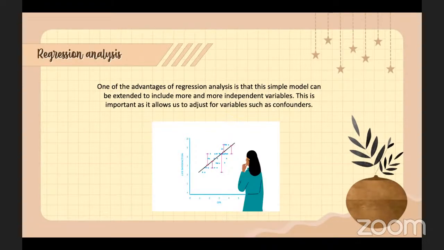So it is important to remember that the line is just an estimation and will not predict the outcome perfectly. One of the advantages of regression analysis is that this simple model can be extended to include more and more independent variables. This is important as it allows us to adjust for variables such as confounders.